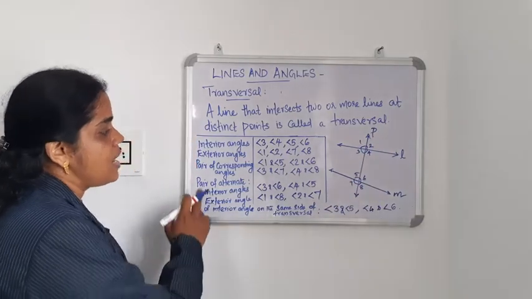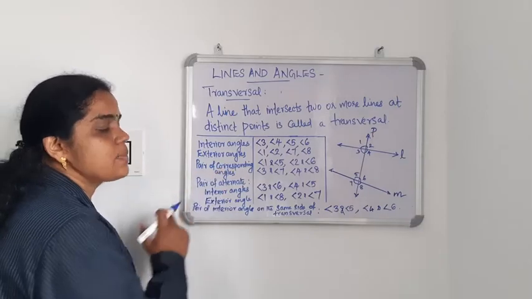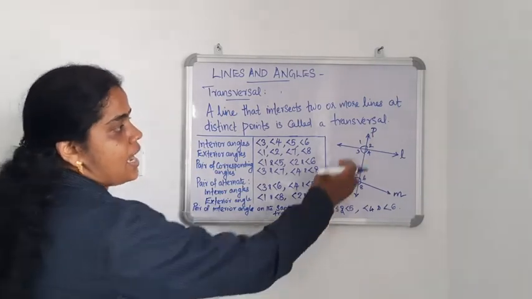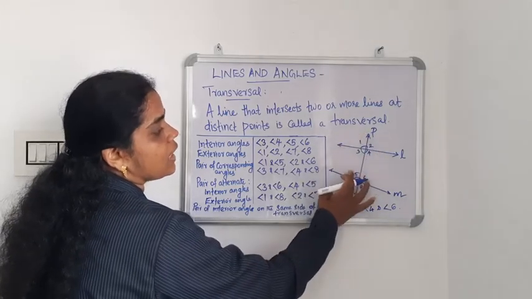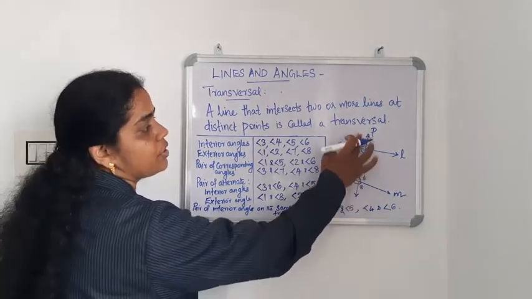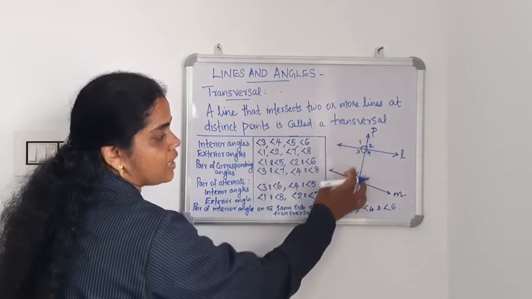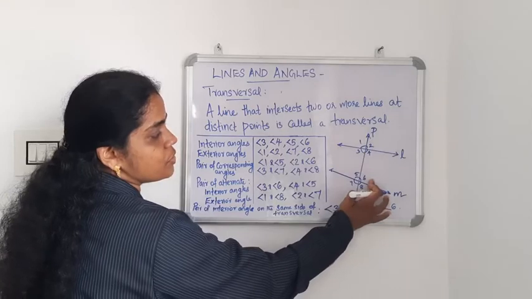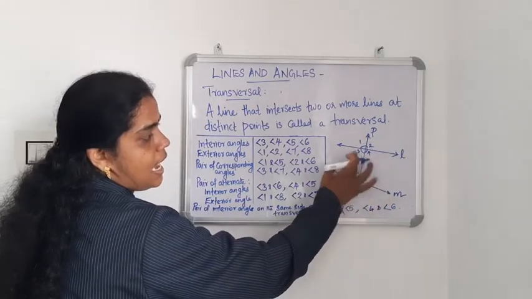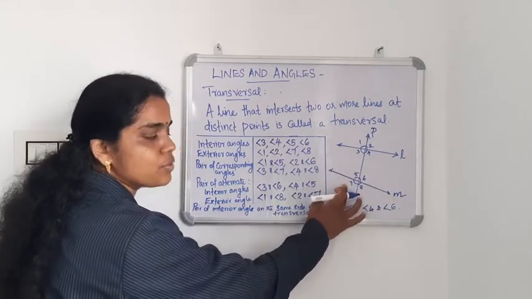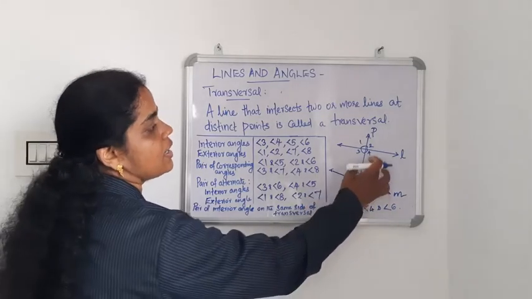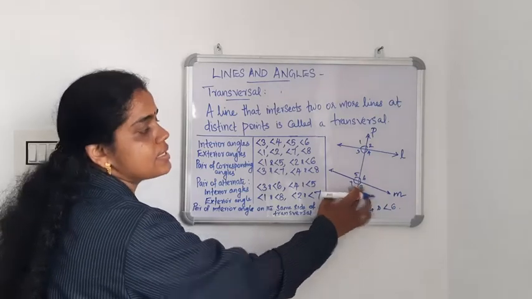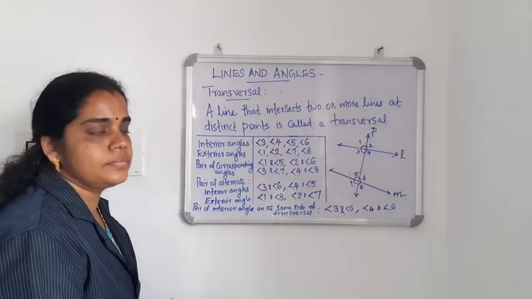Then another one, pair of corresponding angles. Angle 1, its corresponding angle is angle 5 according to the position. Angle 1 corresponds to angle 5. Angle 2 corresponds to angle 6. Angle 3 corresponds to angle 7 and angle 4 corresponds to angle 8. That is corresponding angles.